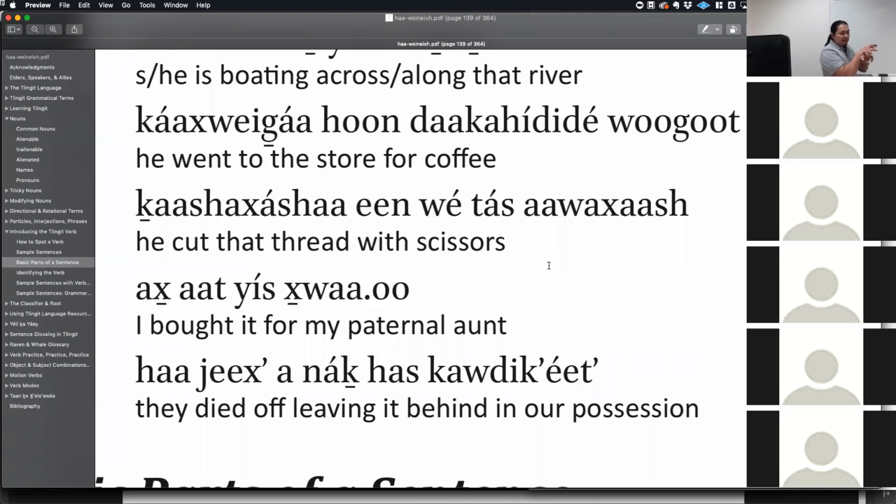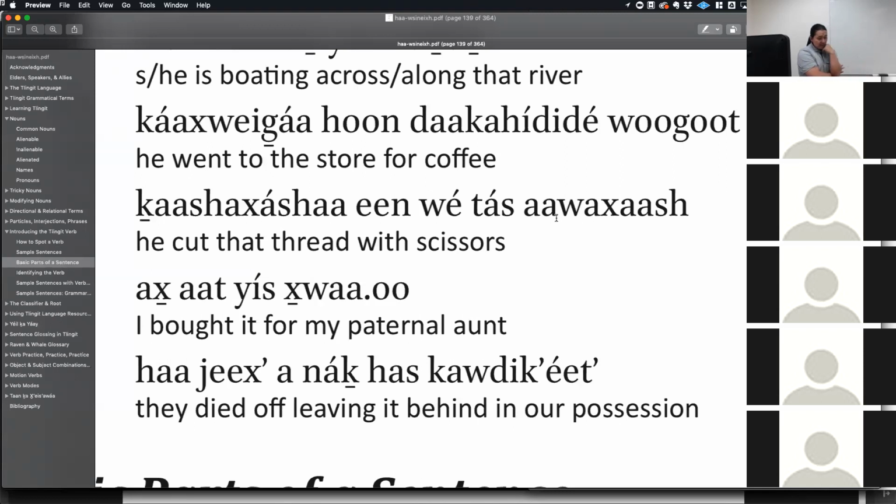And then there's a bit of a knock thing going on here. In Hawaii, they call it he'e. Well, let's say there's components of a sentence, and they can move around. Like, so I say, kasha kasha in, wait, tas awachash. So that's saying he cut, or she cut, that thread with scissors.